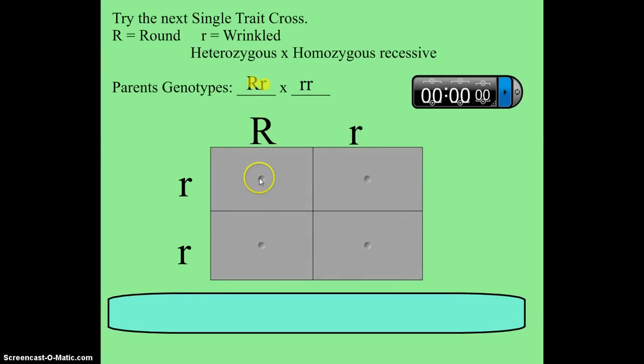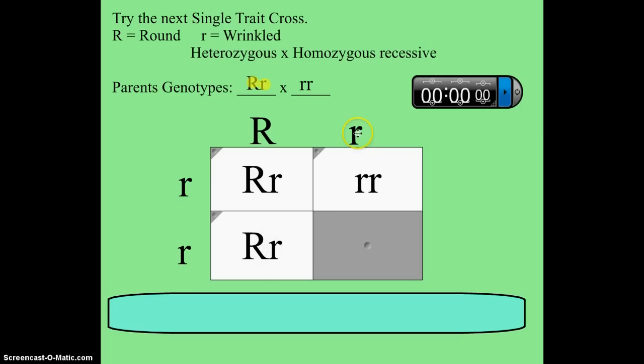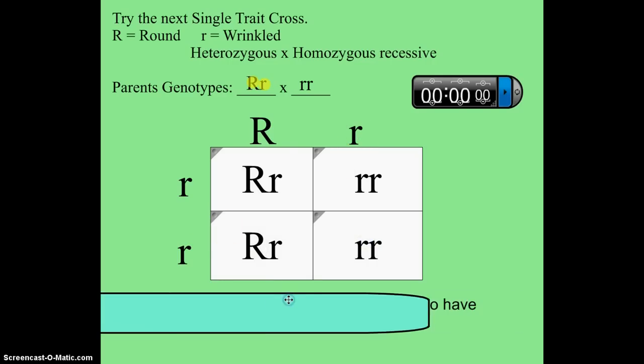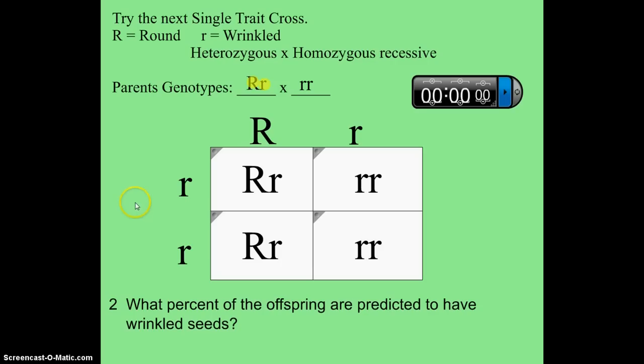If you completed the cross successfully, big R, little r, this times this gives us two small r's. This times this is a big R, small r. This and this is a little r, little r. Your question to answer, take a moment: what percent of the offspring are predicted to have wrinkled seeds? We'll give you about 5 seconds to highlight your answers or circle them.